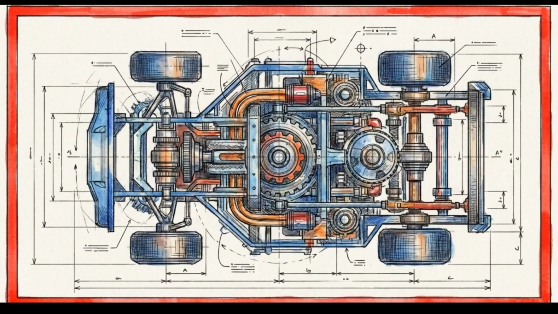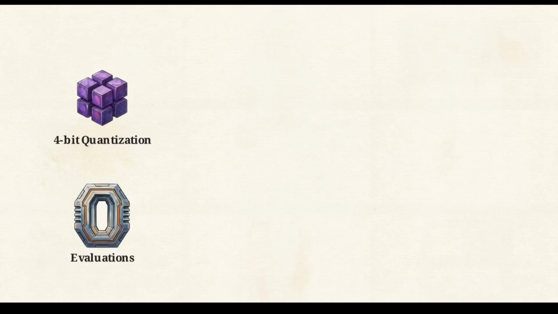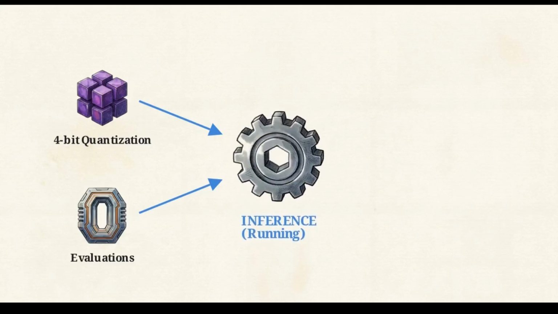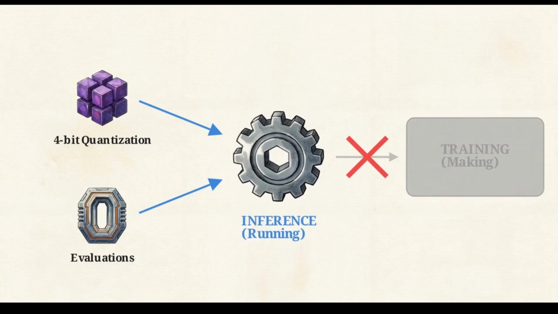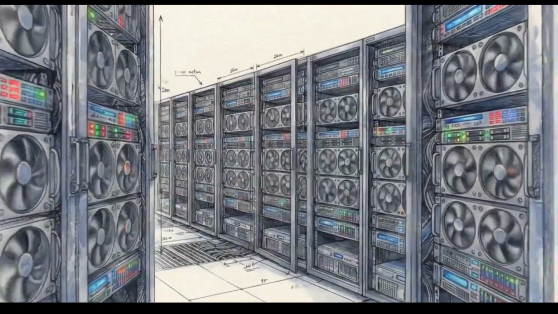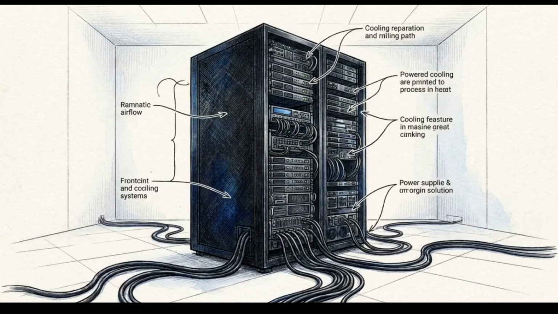Let's zoom out and look at the absolute hard limits of this setup. This entire pipeline, the 4-bit quantization and the lightweight evaluations, is strictly designed for inference. It is for running models, not making them. If you want to train a foundational model or fine-tune an entirely new art style from scratch, there is no shortcut. You will still require heavy, full-precision hardware.